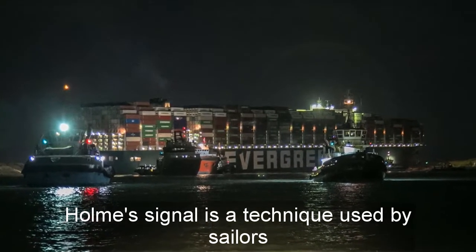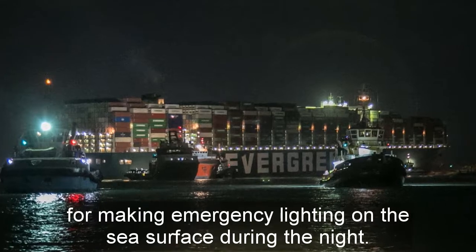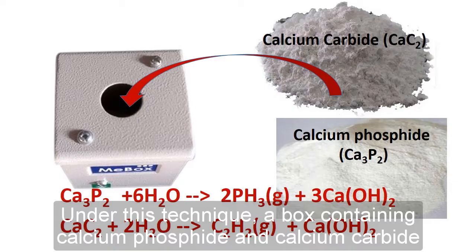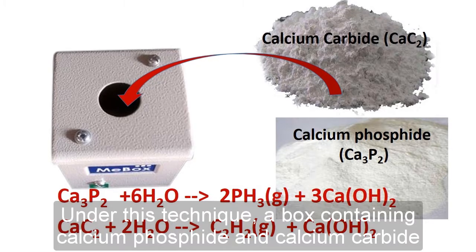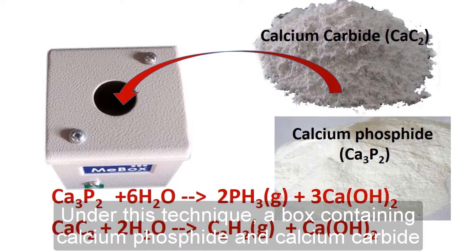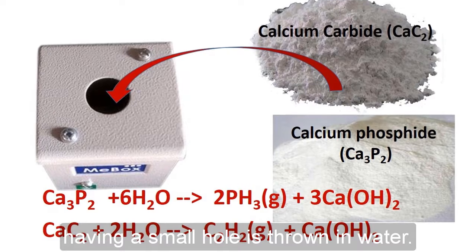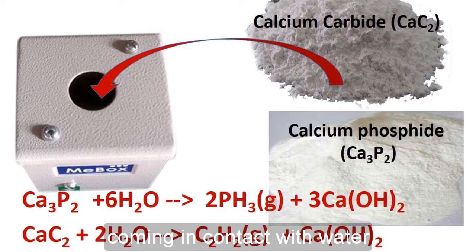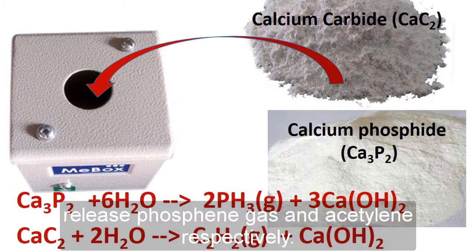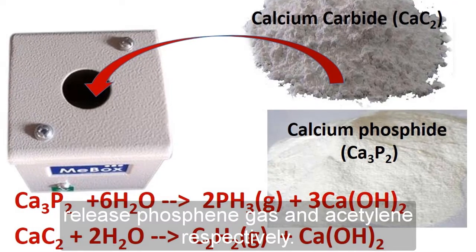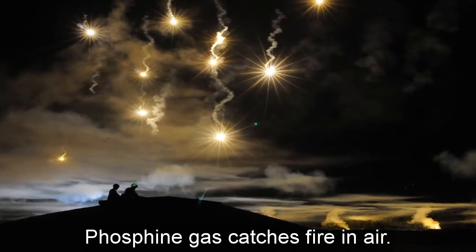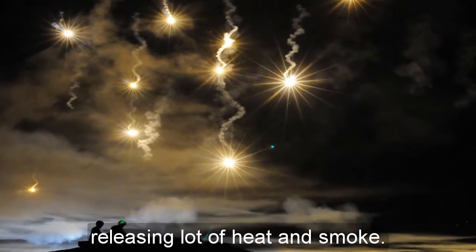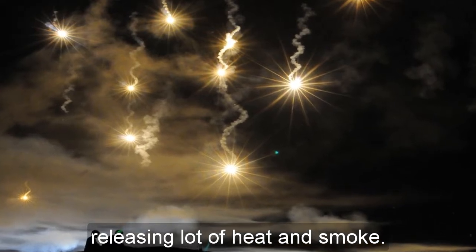Holmes signal is a technique used by sailors for making emergency lighting on the sea surface during the night. Under this technique, a box containing calcium phosphide and calcium carbide having a small hole is thrown in water. Calcium phosphide and calcium carbide coming in contact with water release phosphine gas and acetylene respectively. Phosphine gas catches fire in air. The fire ignites acetylene to support the combustion reaction, releasing a lot of heat and smoke.